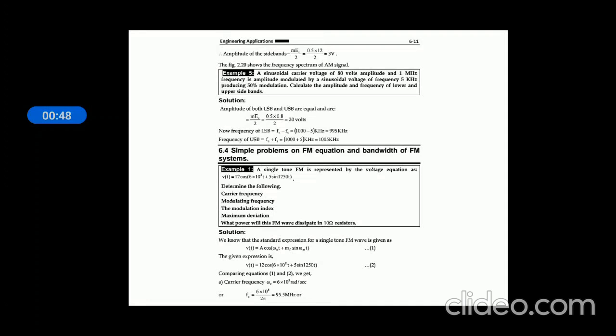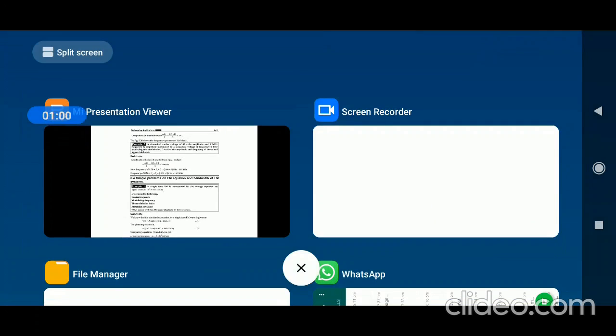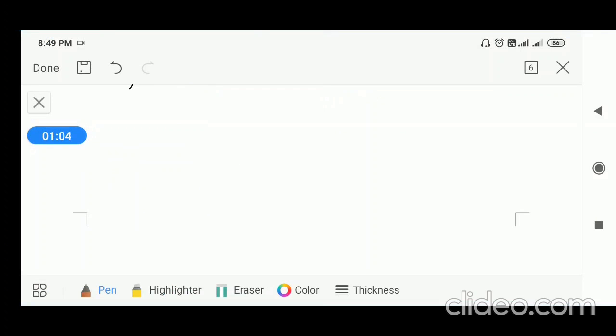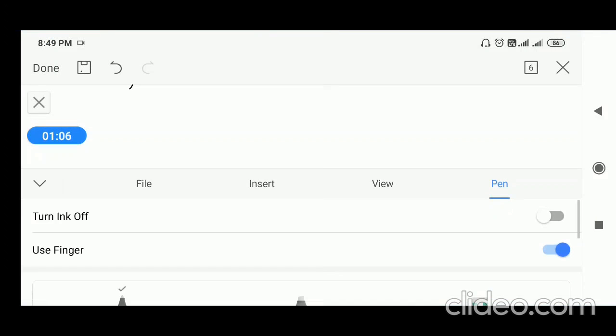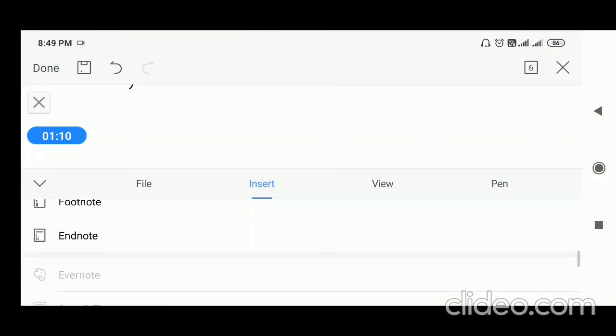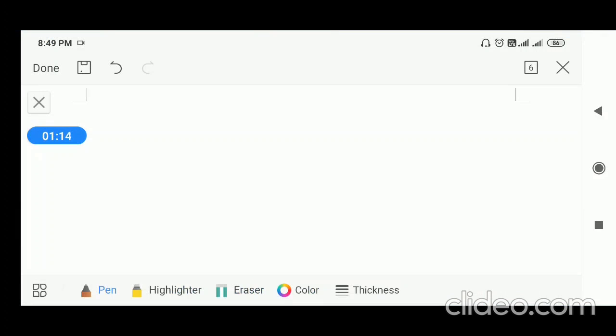Before solving problems on FM, let me explain what is FM and what is the principle of FM. I'll take one empty page so that it becomes easy to explain you. Take a blank page. FM. What is FM? Frequency modulation.